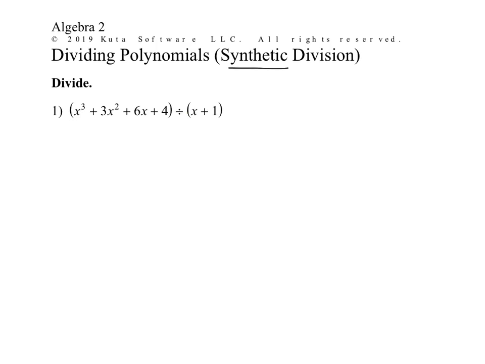So my first step is that I'm going to find the zero, or whatever is the opposite of that. So x plus 1 equals 0, so x equals -1. So I'm using that number to divide, so -1 right here. Now, I'm going to use only the coefficients. So this x cubed coefficient is 1, so I have 1, 3, 6, and 4.